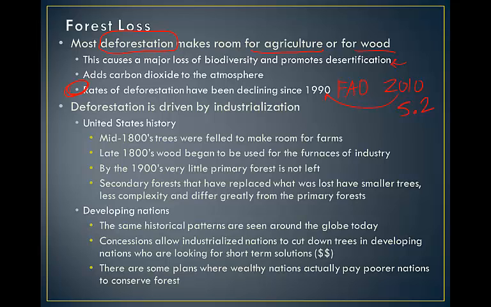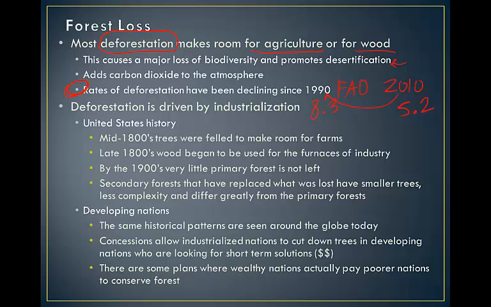Now, more than 5.2 million hectares were cut down, but a lot of that was replaced or allowed to regrow. So the net loss was 5.2 million hectares on the planet. In 1990, when the same research was done, it was estimated that we were losing about 8.3 million hectares every year. So that number is dropping. That's good news, but we are still losing forest every year.